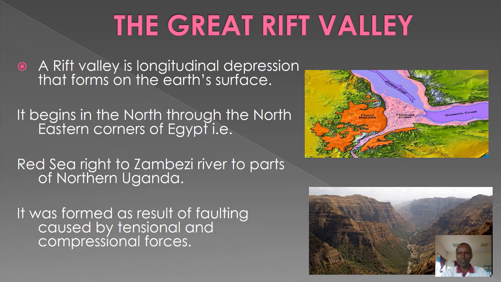If you look at that illustration, it is part of northeast Africa, and the Rift Valley runs from up there up to, like as I've said, Zambezi River, and then the northern Uganda. I want you to compare with what you looked at in East Africa, the East African Rift Valley. How was it moving? So it's a continuation.